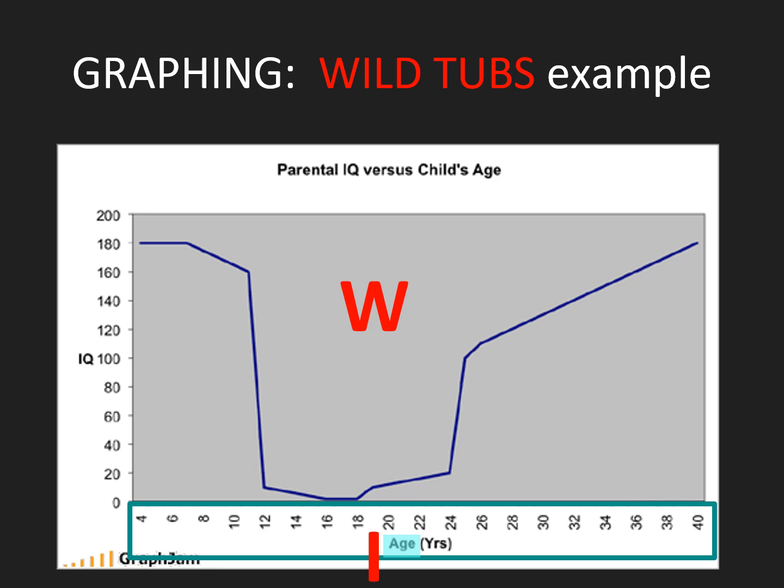I for independent variable. So remember, our independent variable here is going to be child's age. The thing that we're measuring that is changing is parental IQ, and it's changing because of the child's age. So that's going to make the age our independent variable, which goes on the x-axis. And notice that I've highlighted that age. Once again, if there were just numbers, I wouldn't know what you were talking about.